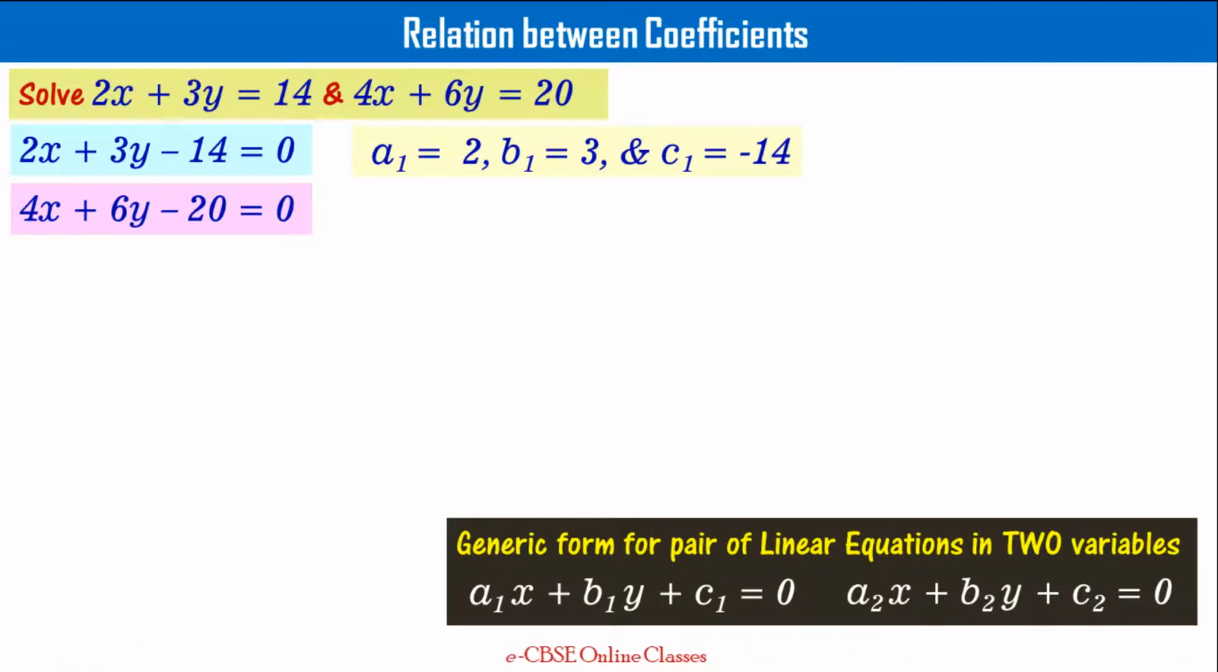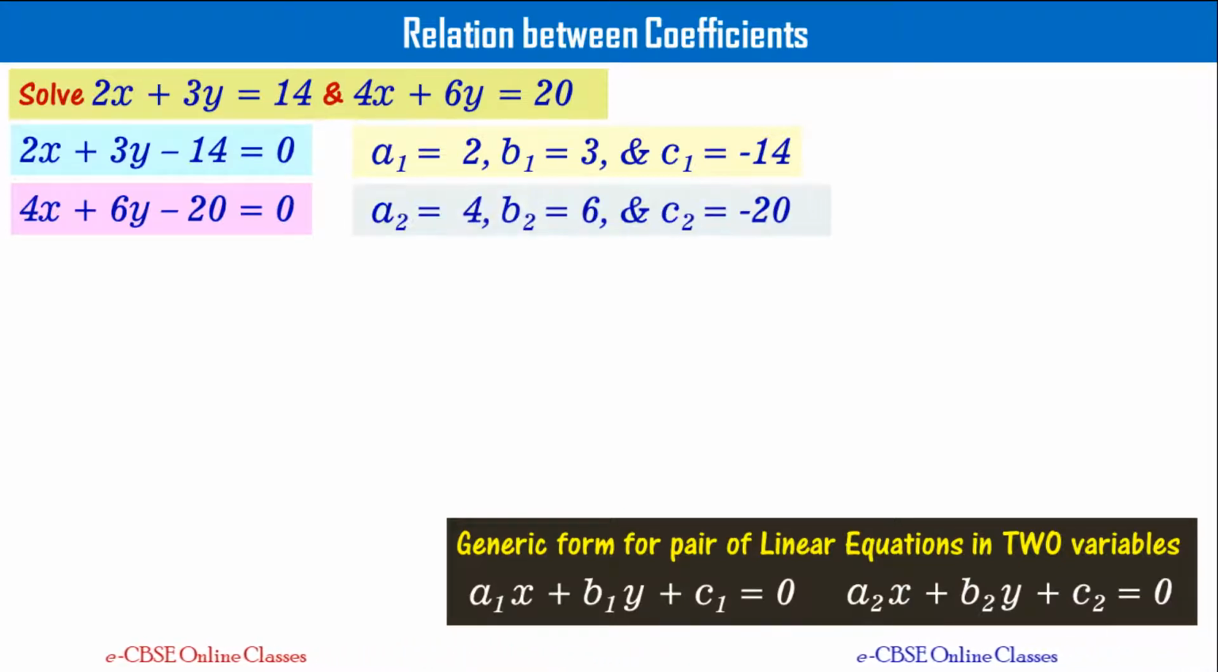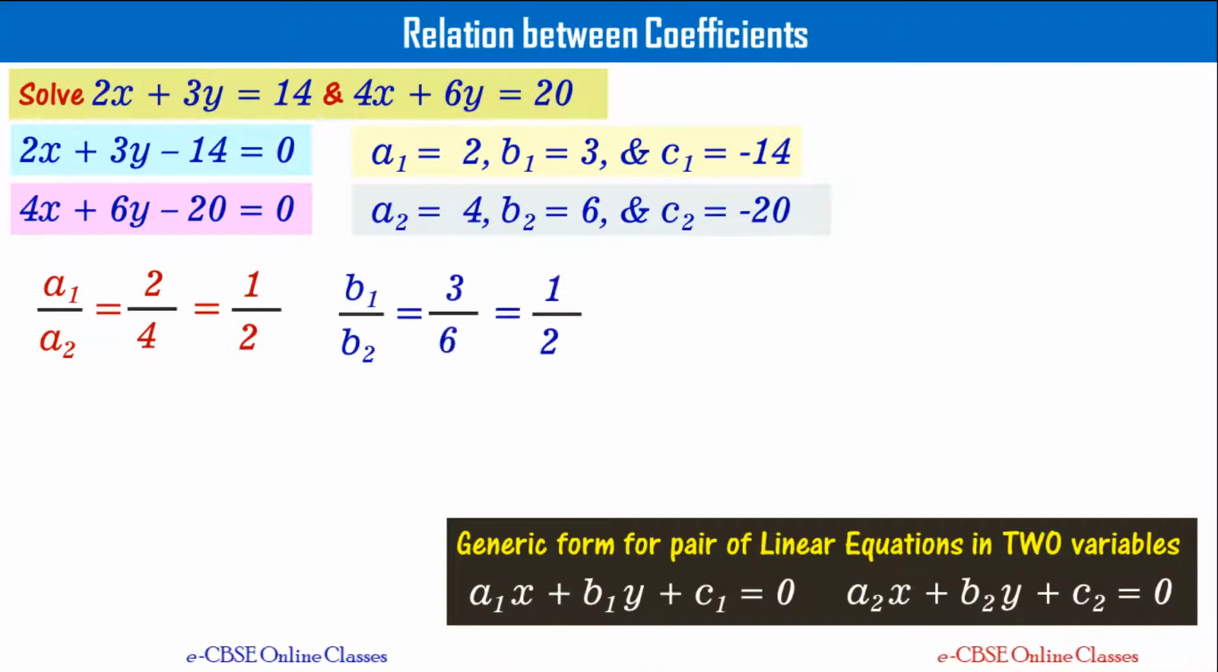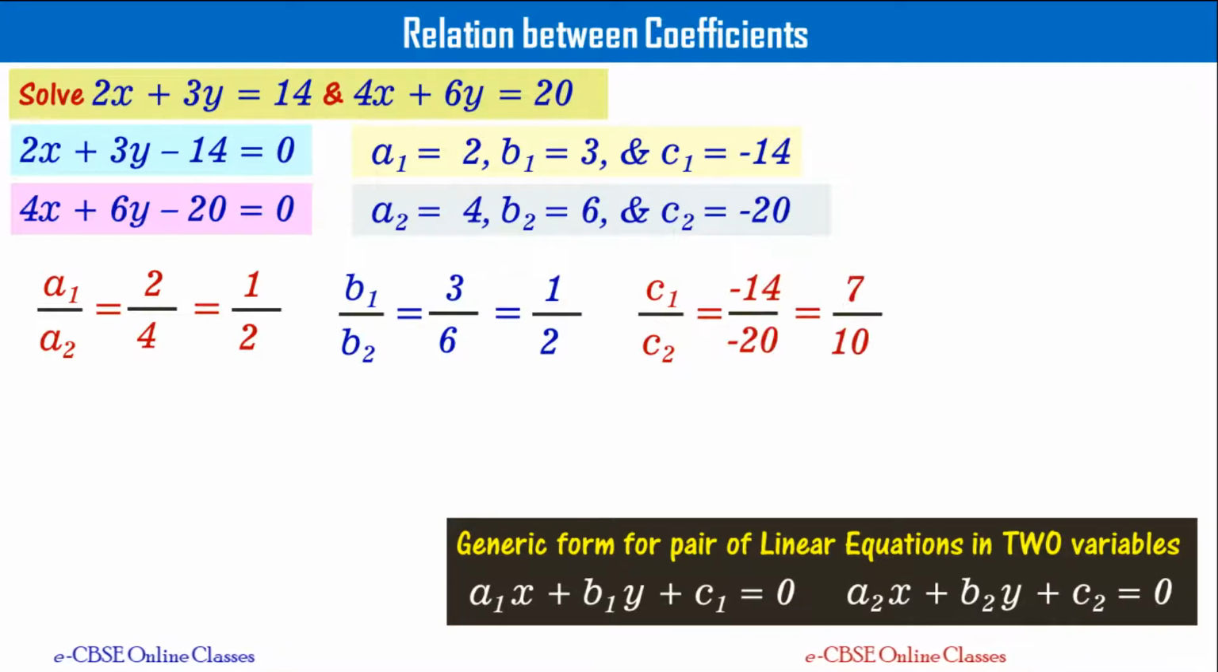When you compare the second equation with a2x plus b2y plus c2 equal to 0, then you can say a2 equal to 4, b2 equal to 6 and c2 equal to minus 20, right? Now let's take ratios of these coefficients. a1 by a2 becomes half, b1 by b2 is also half, and c1 by c2 is 7 by 10.